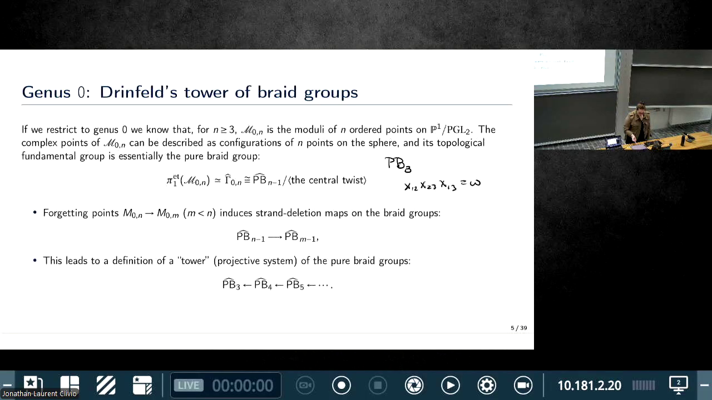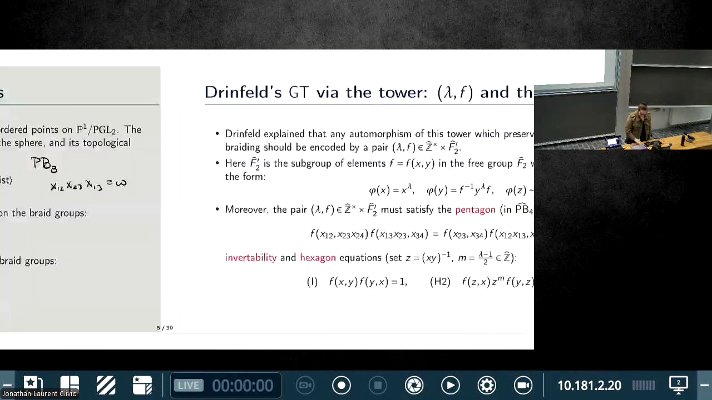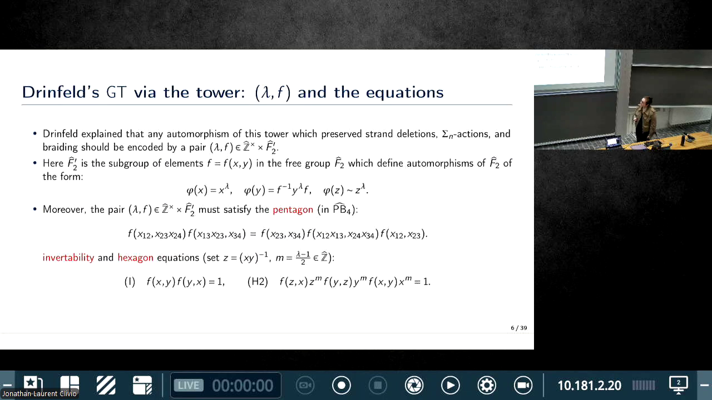So if I look at this object, this projective system of braid groups, and I take its automorphisms, what happens? Any automorphism of this tower of pure braid groups that I've constructed, which preserves strand deletions, behaves well with respect to the natural symmetric actions of permuting the labels on the strands, and interacts well with any braidings that happen in the groups.